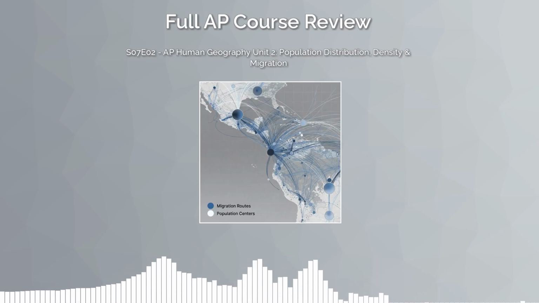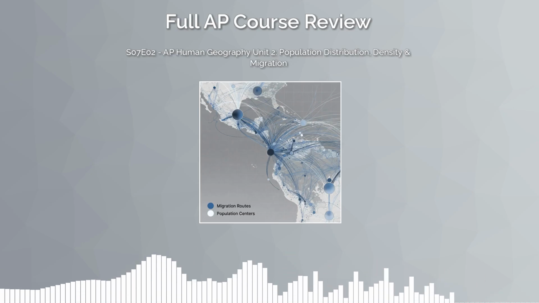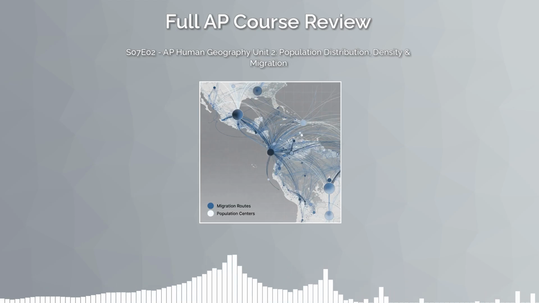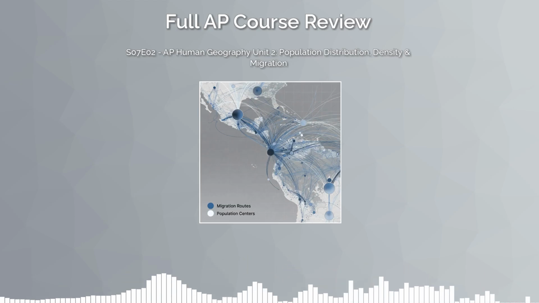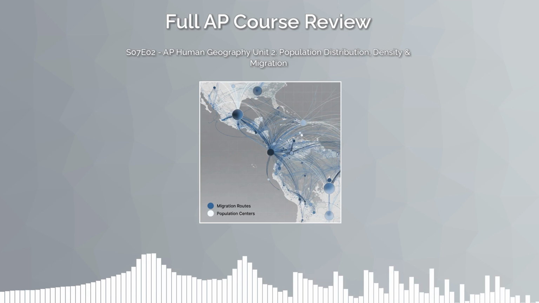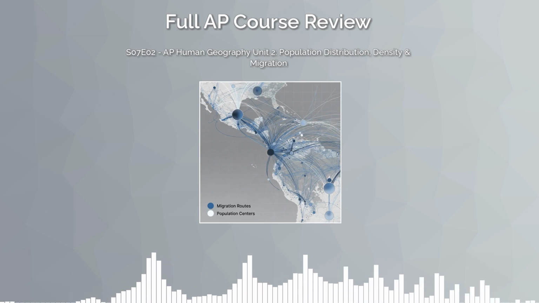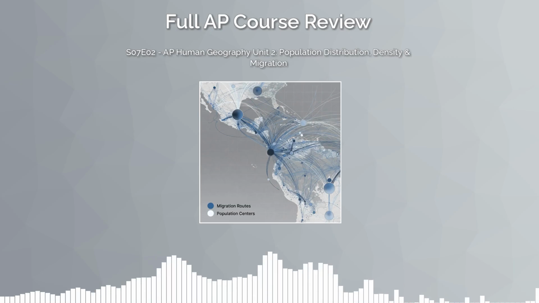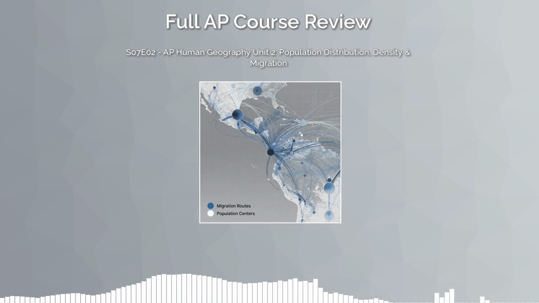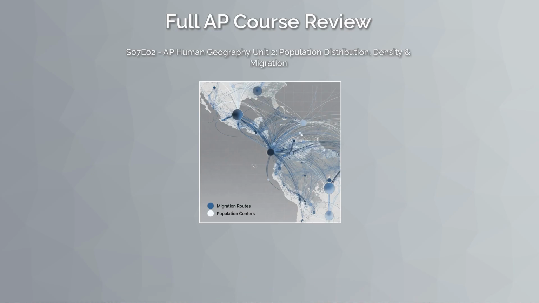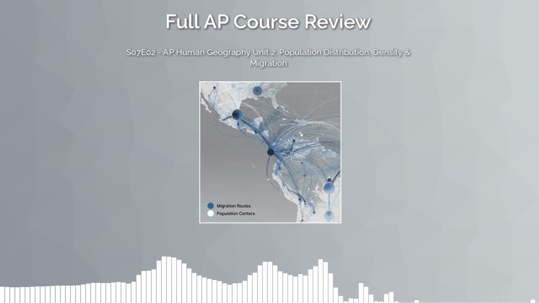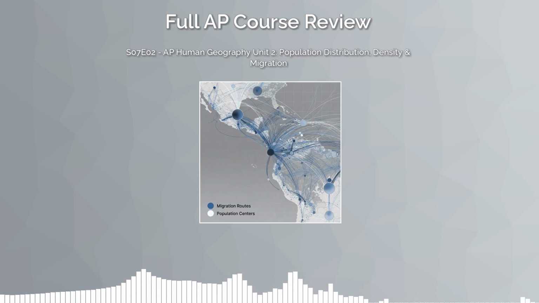A higher dependency ratio means more economic strain on the working population. Countries with expansive pyramids tend to have high dependency ratios because of the massive youth bulge. Countries with constrictive pyramids also face rising dependency ratios, but for the opposite reason: the elderly cohort is growing faster than the workforce. This is a classic MCQ trap. Both expansive and constrictive pyramids can produce high dependency ratios, just from different ends of the age spectrum.